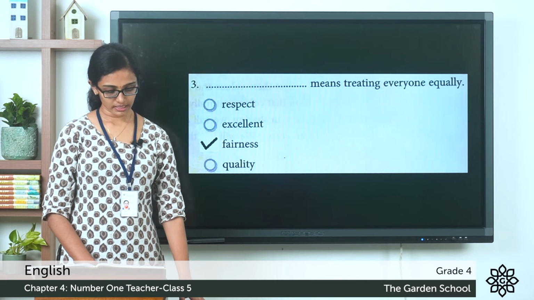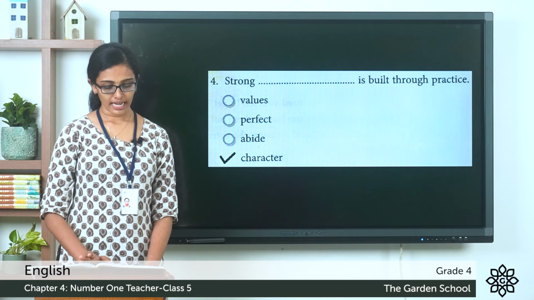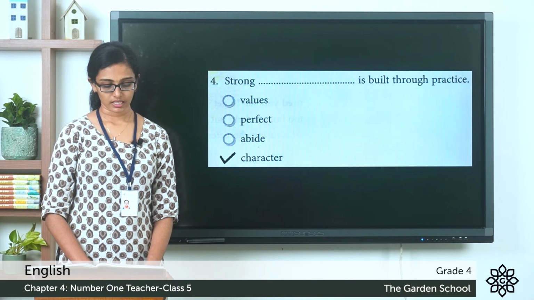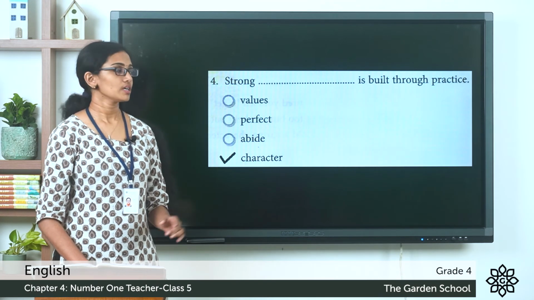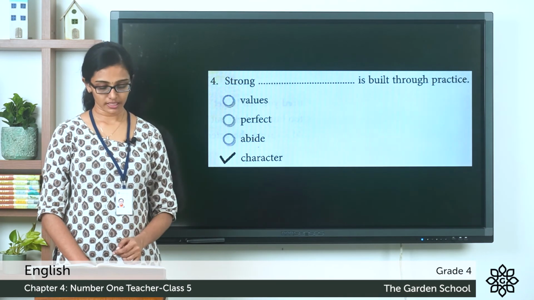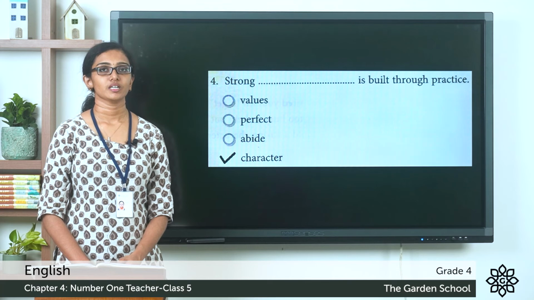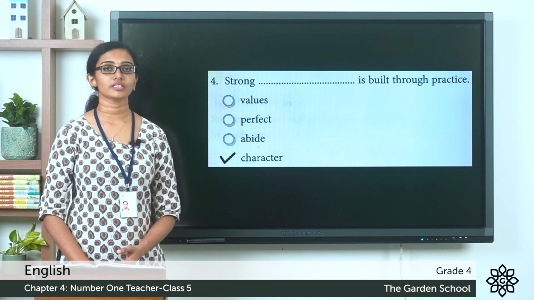The fourth question. Strong dash is built through practice. Is it values, perfect, abide or character? Strong character is built through practice. So I hope you are clear with all these questions.